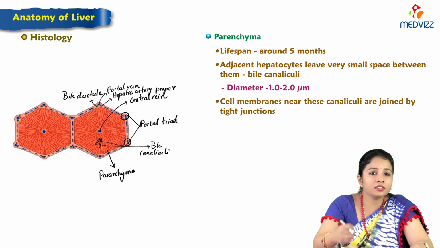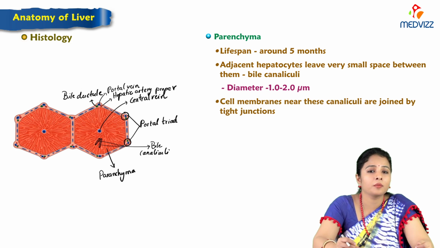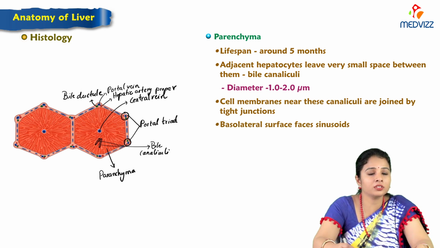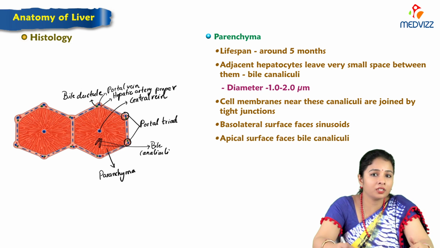The cell membranes near these canaliculi are joined by tight junctions. The basolateral surface of hepatocytes faces the sinusoid. The apical surface of the hepatocytes faces the bile canaliculi.